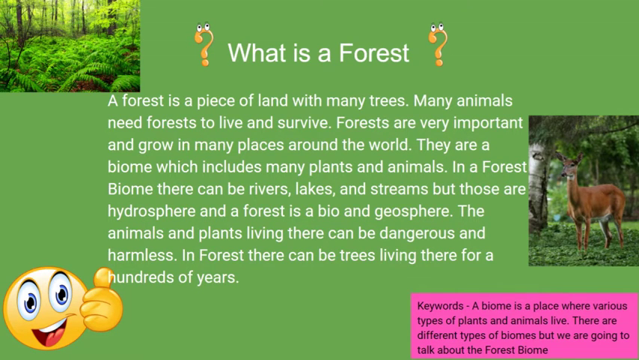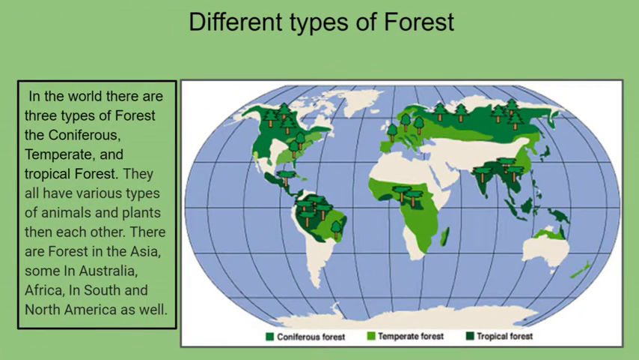Keywords. A biome is a place where various types of plants and animals live. There are different types of biome, but we're going to talk about the forest biome. Different types of forest. In the world, there are three types of forest: the coniferous, temperate, and tropical forest. They all have various types of animals and plants than each other. There are forests in Asia, some in Australia, Africa, and South and North America as well.